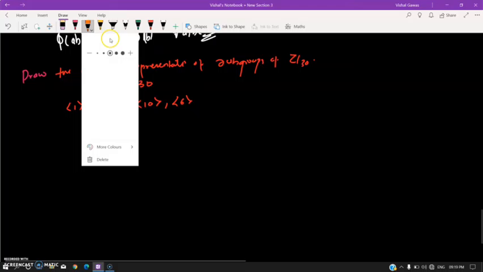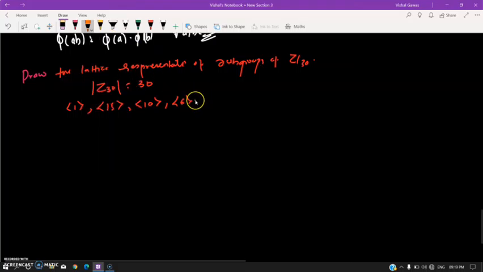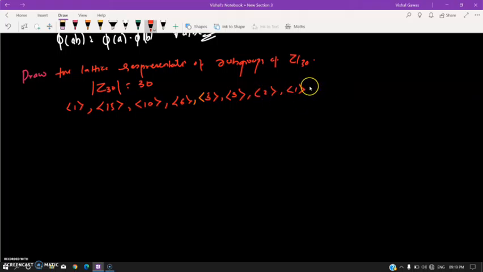Then what we have is 6, then this is 5. Then what we have is 3, then 2, and then we have Z30, and this is 0. And these are all the subgroups, right? So let's look at this one.